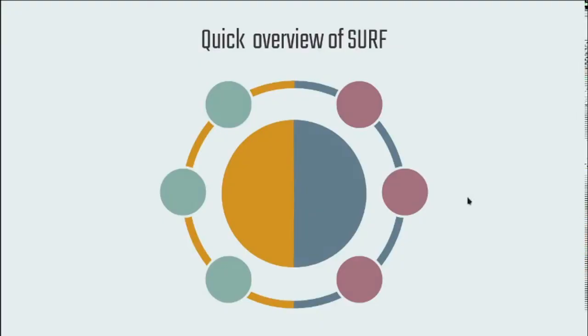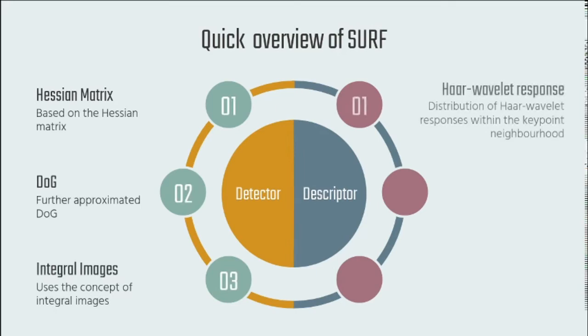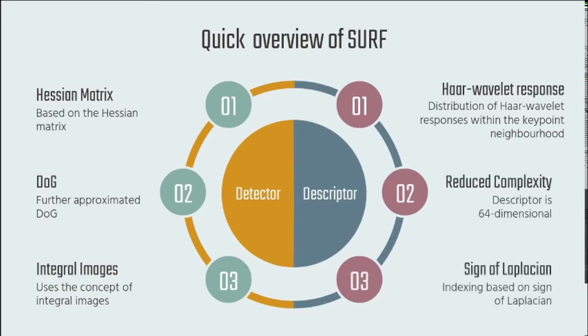Here is a quick overview of the SURF algorithm. As said before, we have two parts, detector and descriptor. In the detector, we will discuss mainly the Hessian matrix, difference of Gaussian, and integral image, and in the descriptor part, we will discuss the Haar wavelet response, reduced complexity, and the sign of Laplacian.